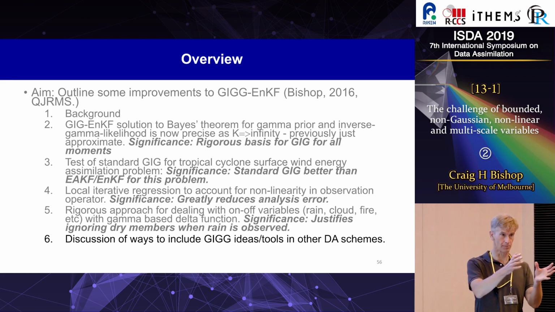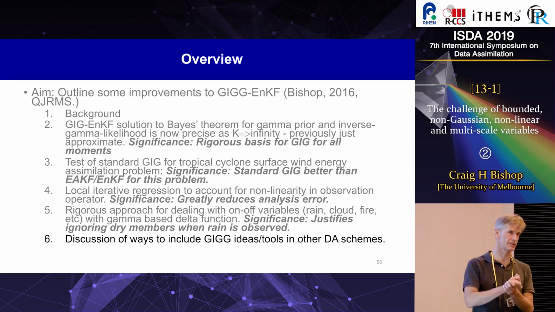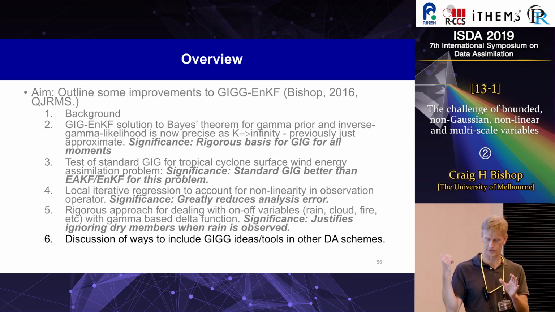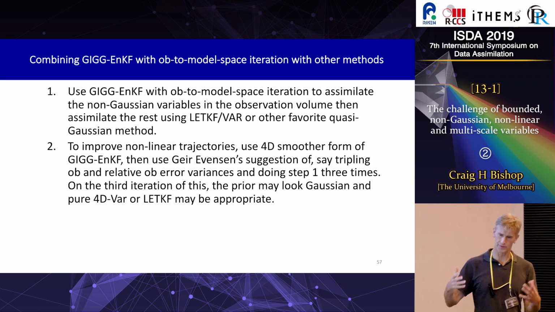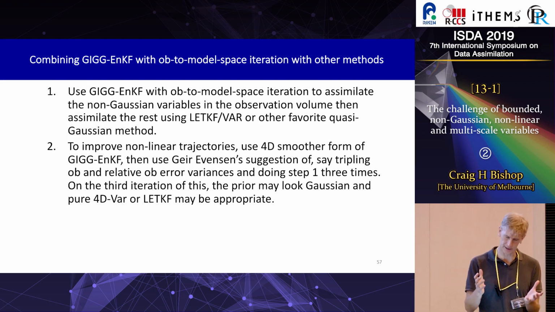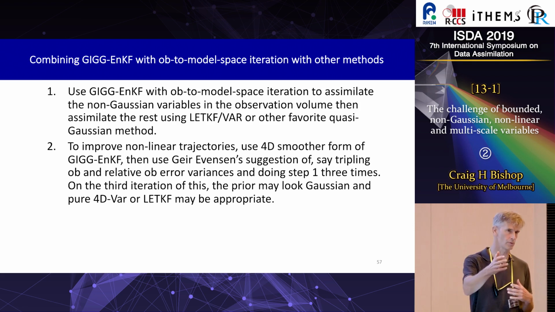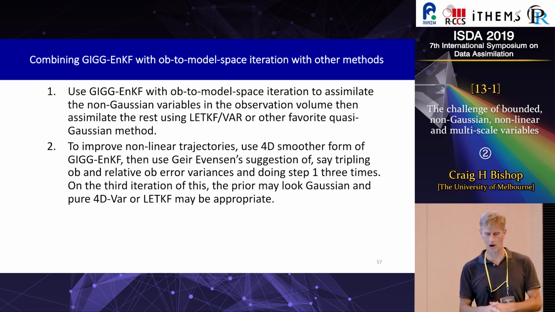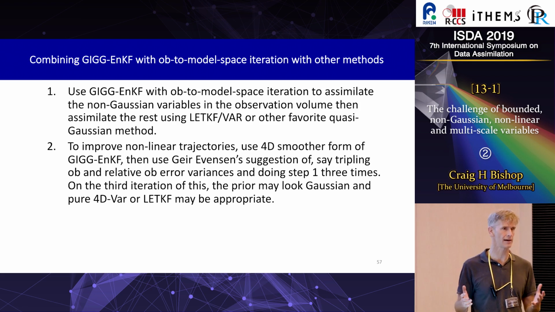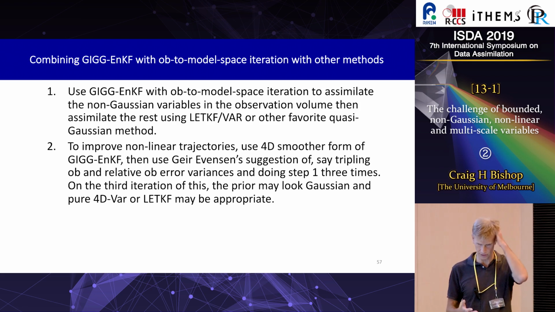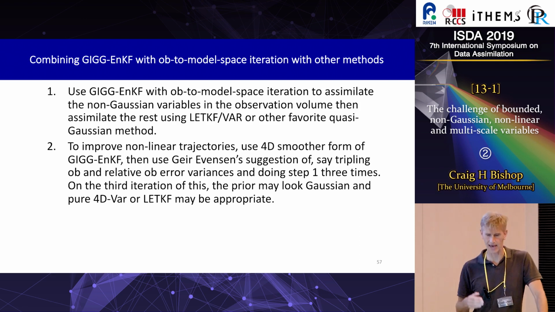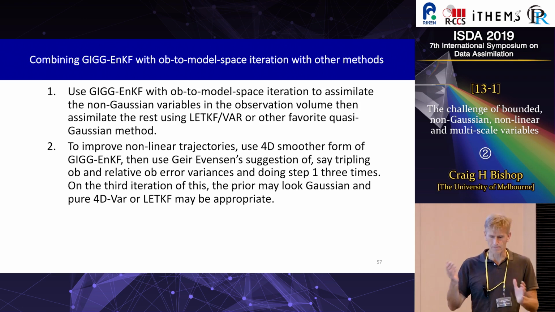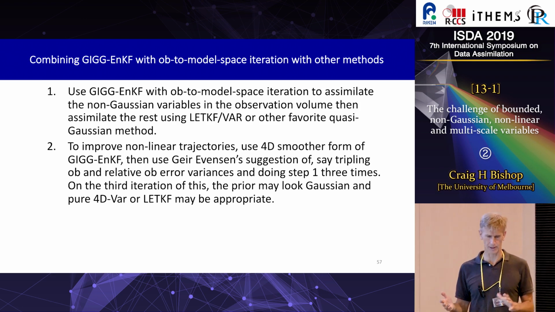So if you're using ensemble adjustment Kalman filters, working with Jeff's stuff, then you'll be able to work with this as well soon. But let's suppose you've invested in something like an observation space volume like the LETKF or a local particle filter, or a variational scheme like 4D-Var, then how could you use this? One thing you could do is use this GIGG-EnKF with the ob to model space iteration to assimilate the bounded, non-Gaussian variables.